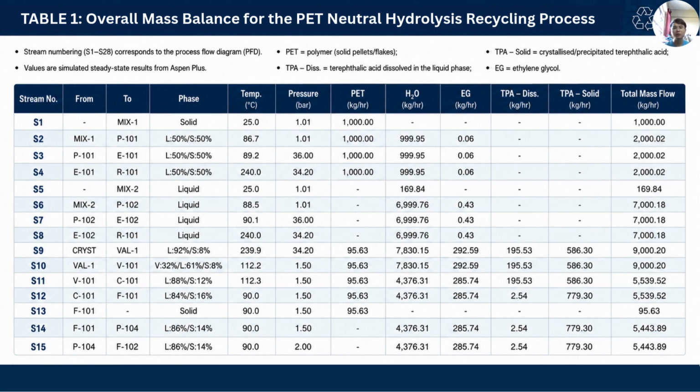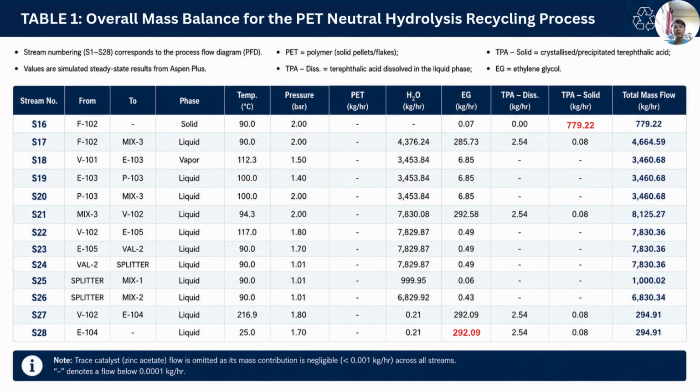After crystallization, stream S12 contains the maximum TPA recovery of 779.30 kg per hour, while the hydrocyclone underflow stream S13 recovers 95.63 kg per hour of unreacted PET for recycle. From the candle filter through the final TPA and EG product, based on our steady-state simulations, starting at S16, we recover 779.22 kg per hour of solid TPA product from the candle filter. This is our primary product stream.